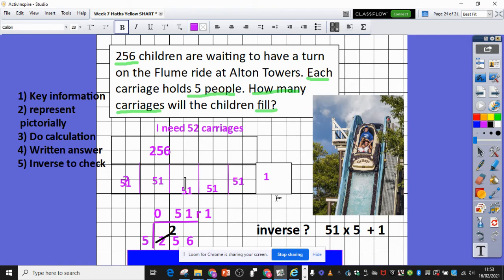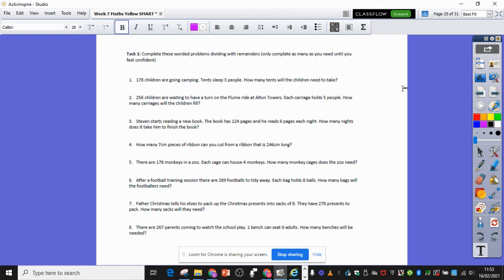So this is very similar to the CD problem that you've got. What I would like now, Yellow Group, is for you to have a go at task 1. Now these are all similar problems. So I'd like you to complete these word problems, dividing with remainders, but only complete as many as you need until you feel confident.